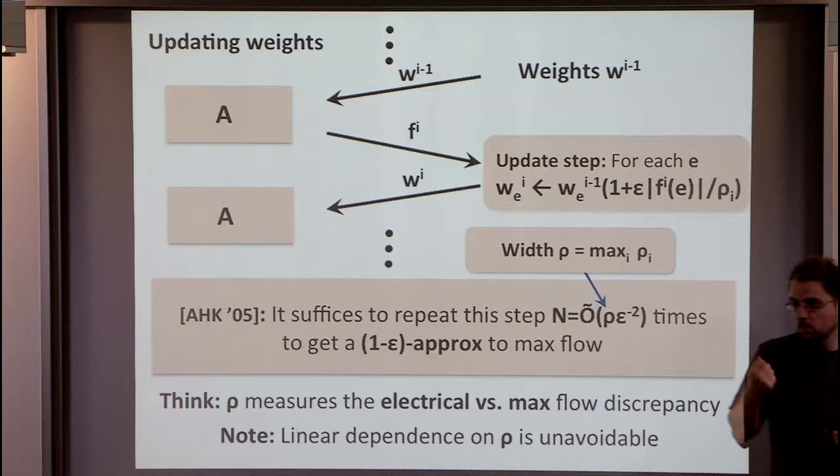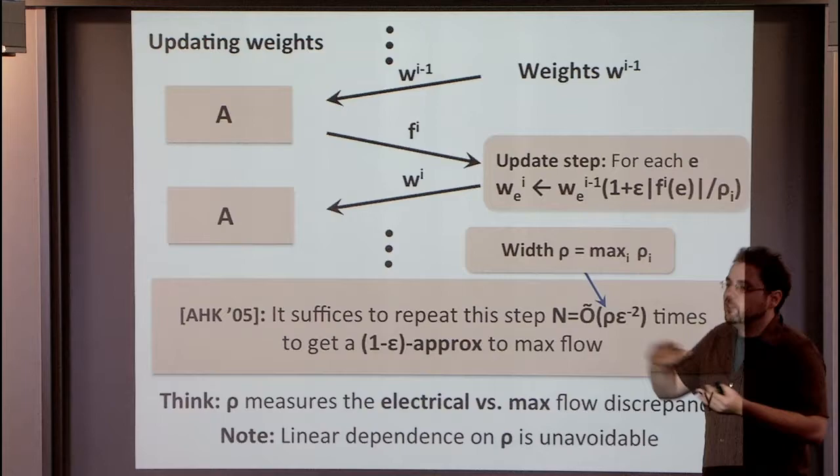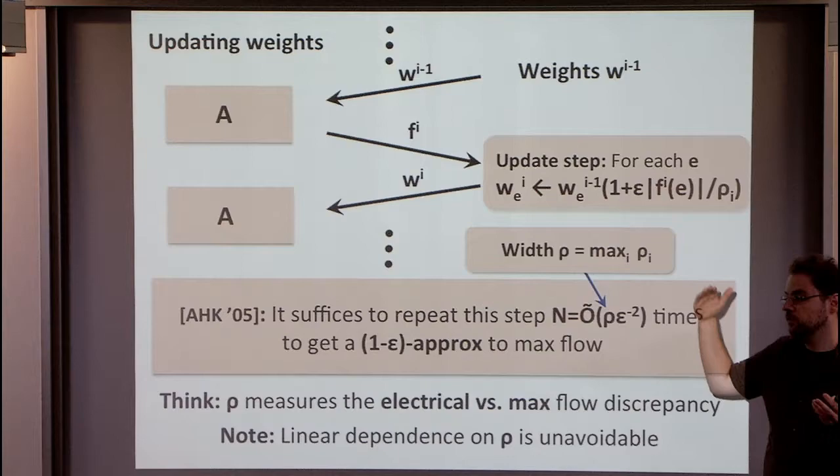Because what happens is that if there's even one edge that suffers an overflow of rho, then just to average it out, we have to divide by a number big enough, comparable to rho, to get it to be something close to 1. And in particular, you can actually prove that this whole bound is optimal.